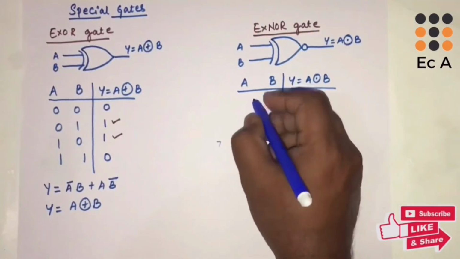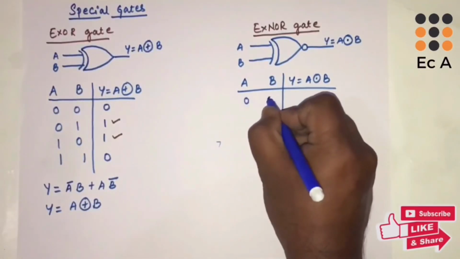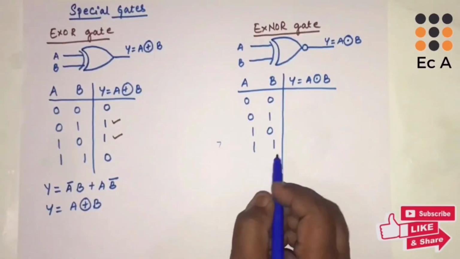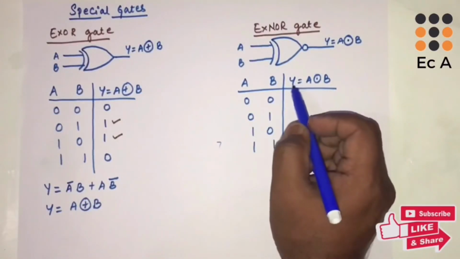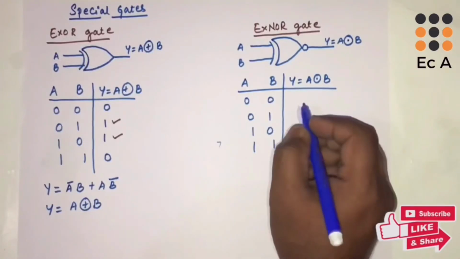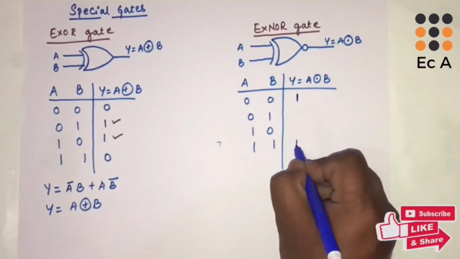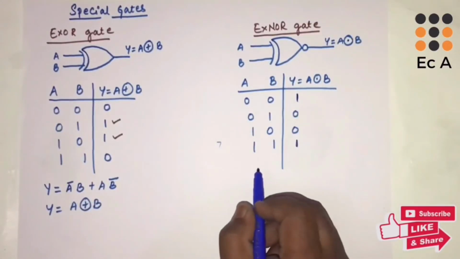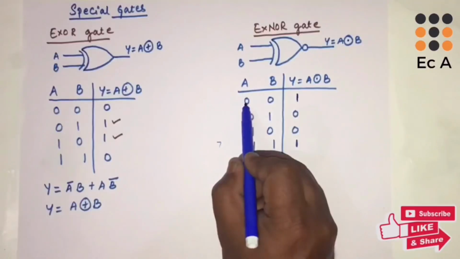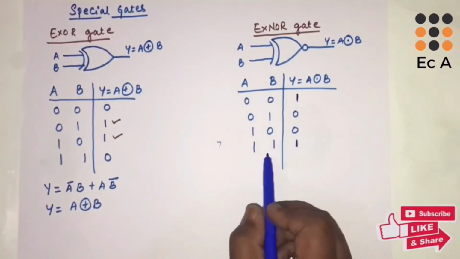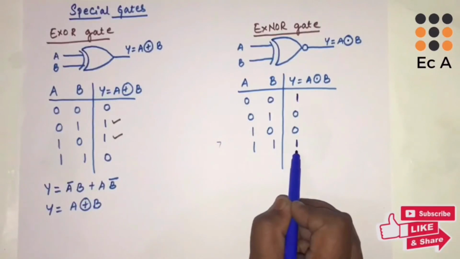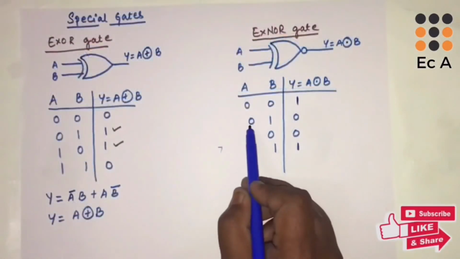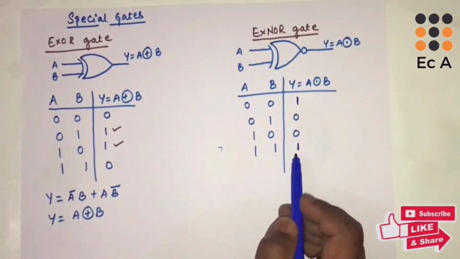There are two inputs. There will be four combinations of input: 0 0, 0 1, 1 0, 1 1. Now XNOR gate is a logic gate that will produce output as 1 when inputs are same, and it will produce output as 0 when inputs are different. So we are having input as 0 0, so output will be 1, input as 1 1, output as 1, so output will be 1 when inputs are same. So when the inputs are different, output will be 0.